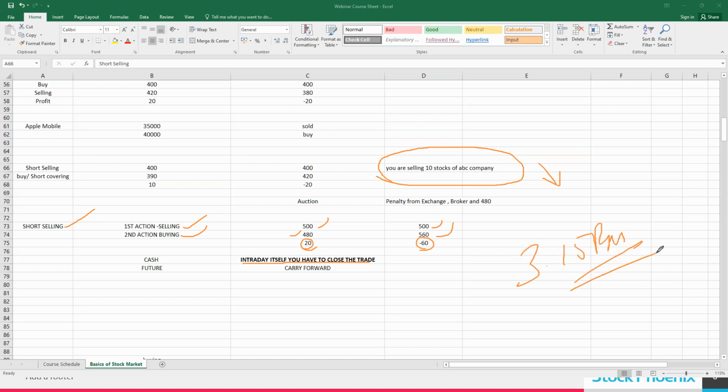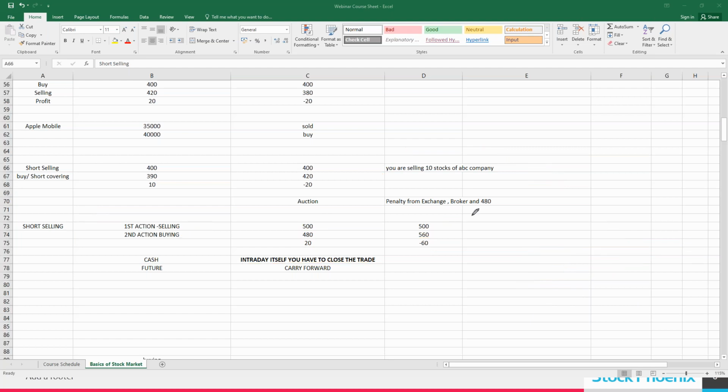The broker will not give time till 3:30 p.m. to cover the stocks. Roughly in between 3:15 to 3:20, you have to close the stocks which you have already short sold. Only for short selling, this is the criteria. The stocks which you have bought, you can sell it any day if it is a delivery trade.